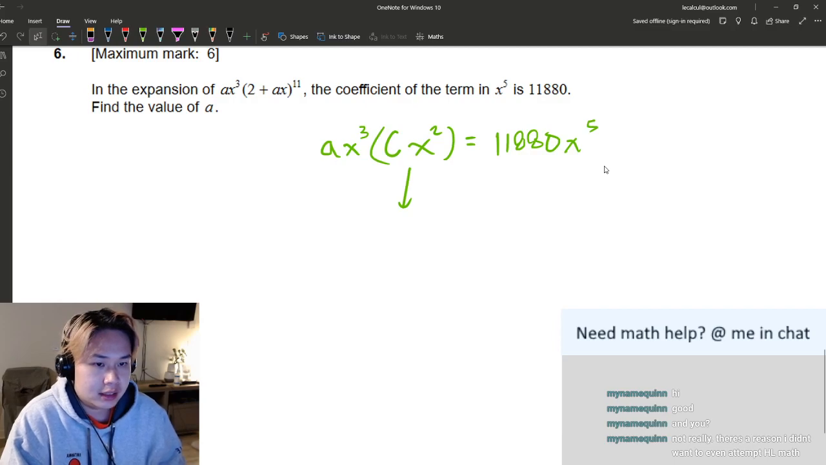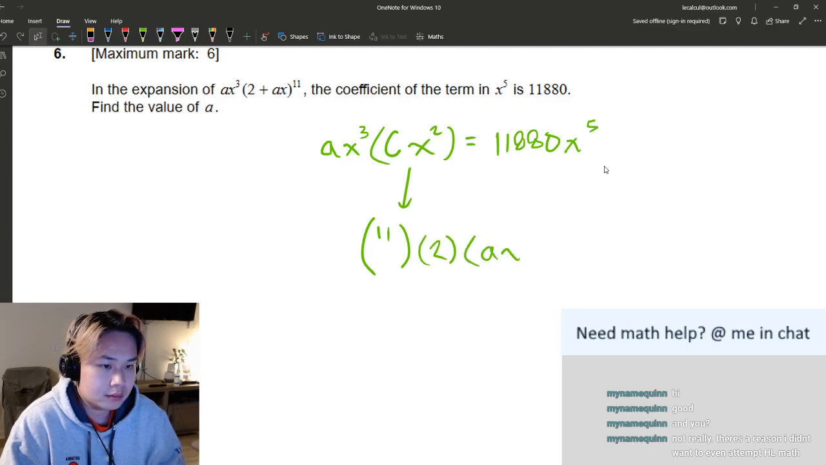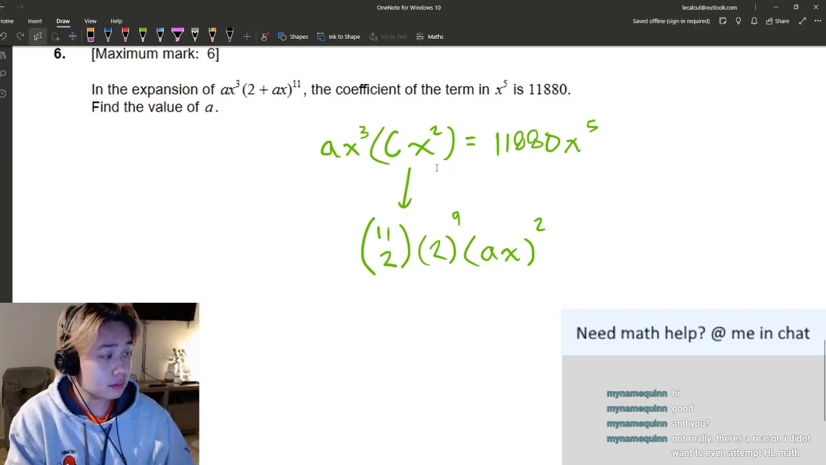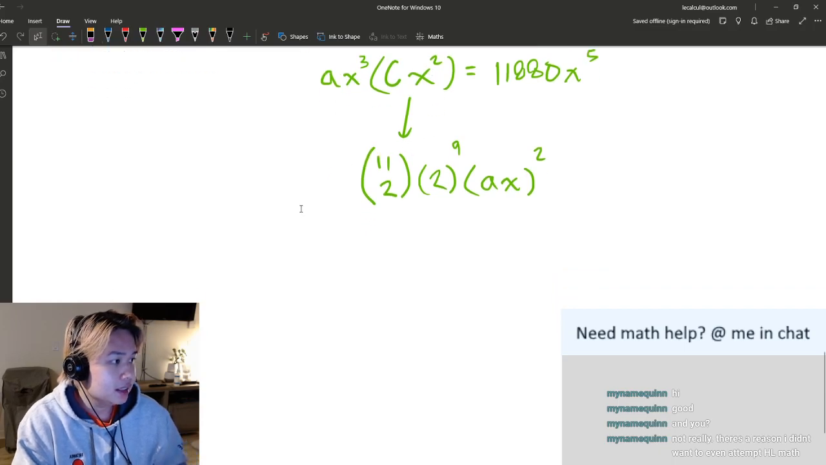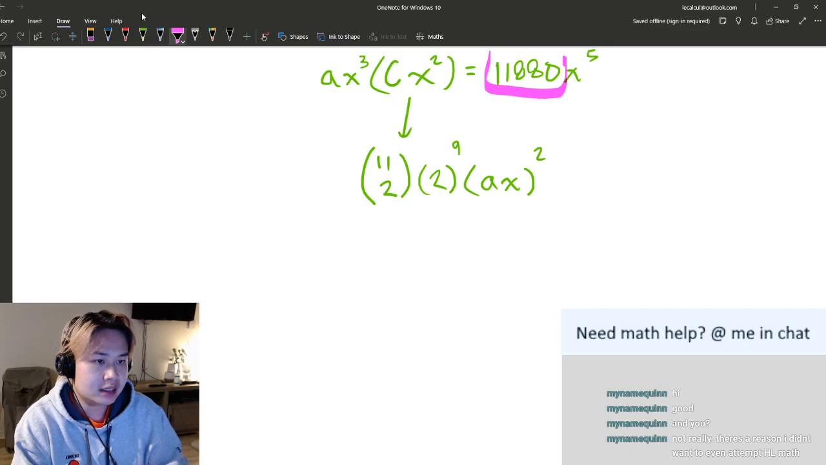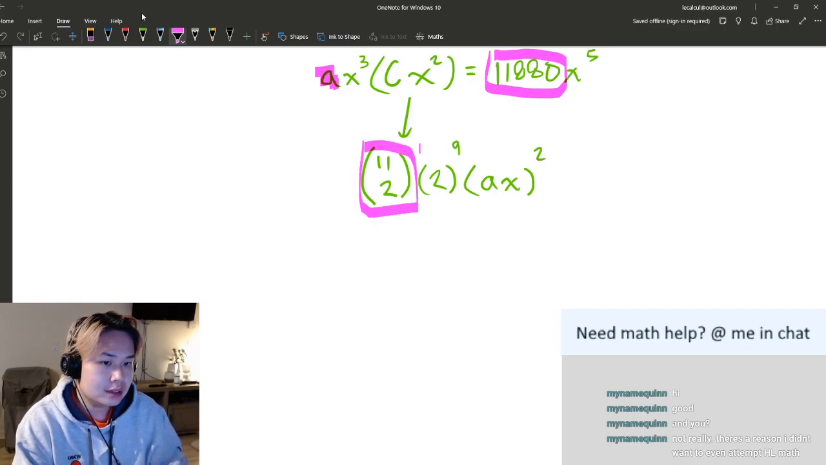Okay, so from here, I need to find that coefficient, which is 11. And then we have 2. Actually, I'm going to switch it around. So, actually, it doesn't matter. Okay, this is just binomial expansion theorem of this. And I know that this should be 2 because I need x squared. So what does that mean? That means that this coefficient is equal to a times 11c2 times 2 to the power of 9 times a squared.